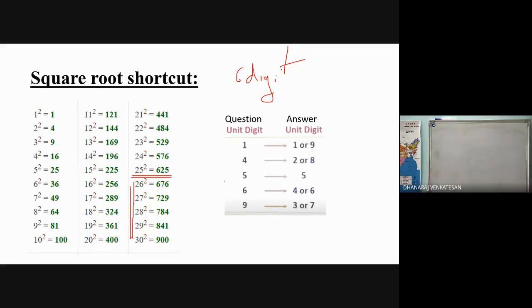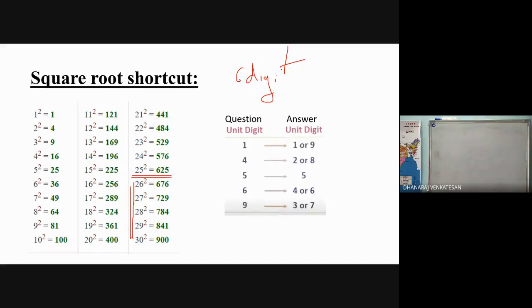Okay, for shortcuts, you have to memorize this table. I have given the square tables. For 1 square, it is 1, 2 square is 4, 3 square is 9. Up to 25, you would have been familiar before. Others, after 26 to 30, you would not have been familiar. So memorize that part thoroughly.